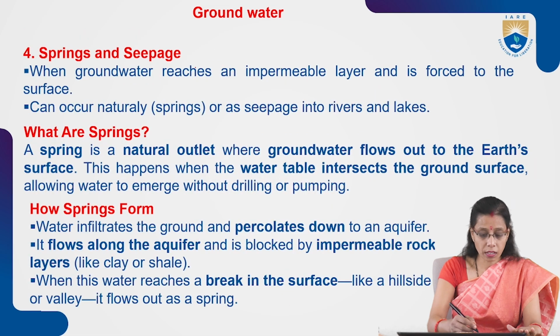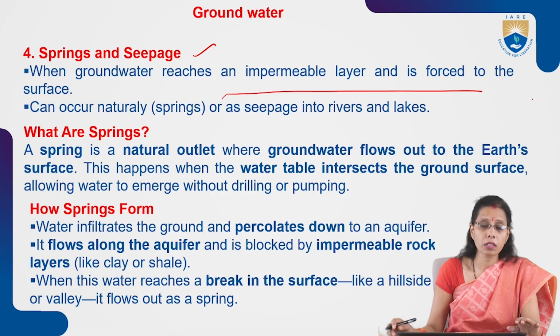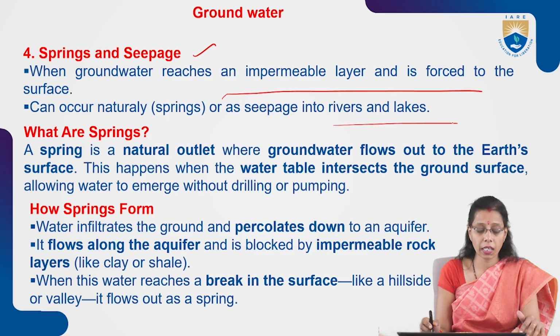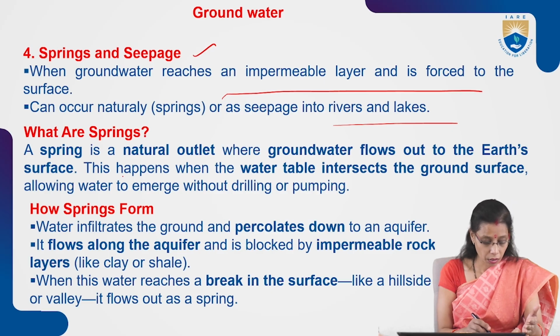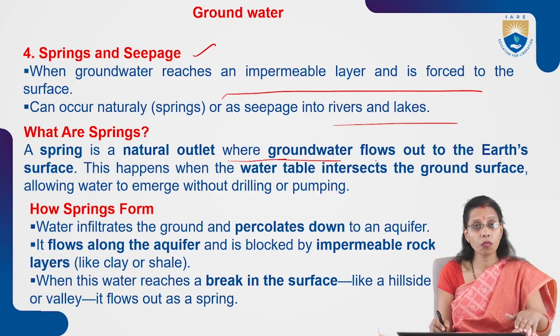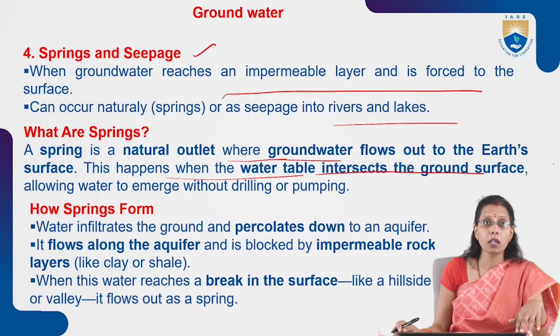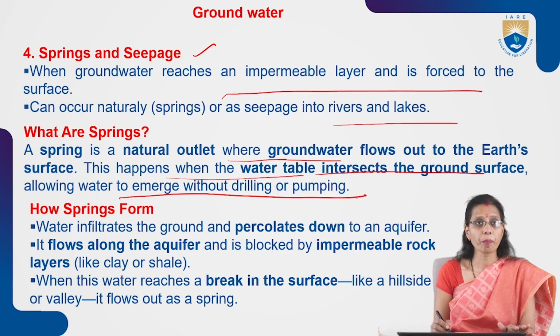Okay. Now, springs and seepage. When groundwater reaches an impermeable layer, it is forced to the surface and can occur naturally or as seepage into the rivers and lakes. So what are springs here? A spring is a natural outlet where groundwater flows out to the earth's surface. This happens when the water table intersects the ground surface, allowing water to emerge without drilling or pumping. Okay, so these are the springs.